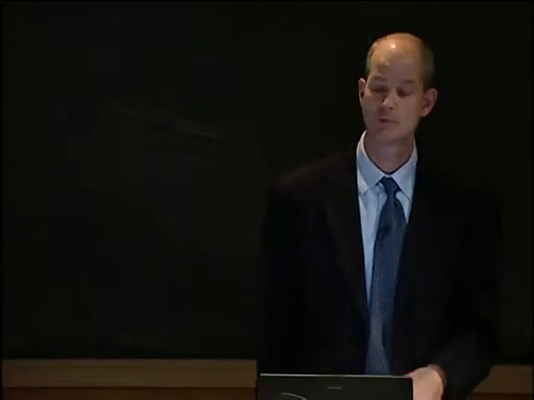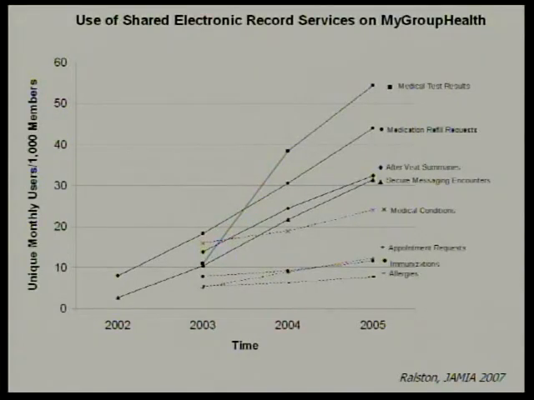So what are people using? This graph shows on the y-axis unique monthly users per 1,000 members at Group Health Cooperative up till 2005, with the x-axis being the time. We broke it down into 2 groups. There's the solid line, which shows the most commonly used services at the greatest adoption rate, and then the less commonly used services in the dotted lines.